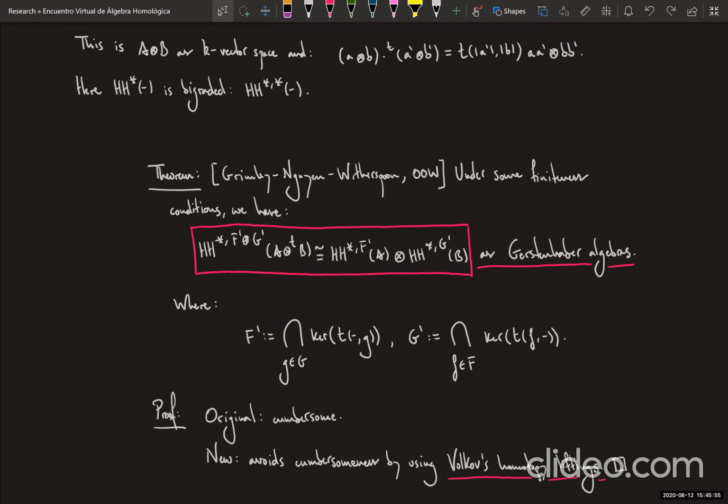The original proof of Grimley, Nguyen, and Witherspoon was cumbersome, and again they used extended versions of the Alexander-Whitney and Eilenberg-Zilber maps in a similar fashion to what Li and Zhou did, but this is again very cumbersome. The way we reproved it is we used Volkov's homotopy lifting techniques, and we will get to that in a minute. But using these lifting techniques streamlines the proof and makes it much more straightforward.